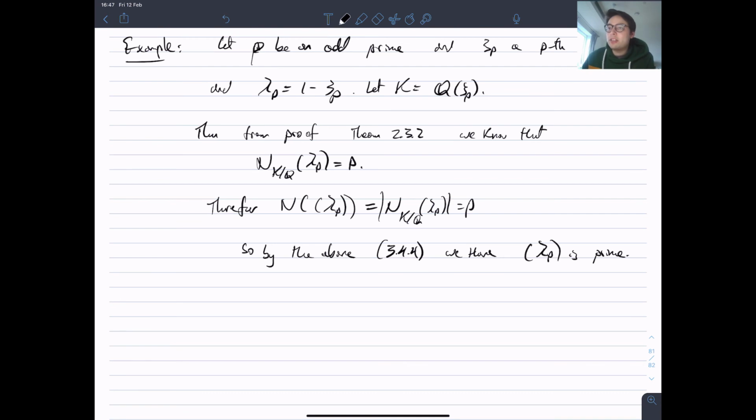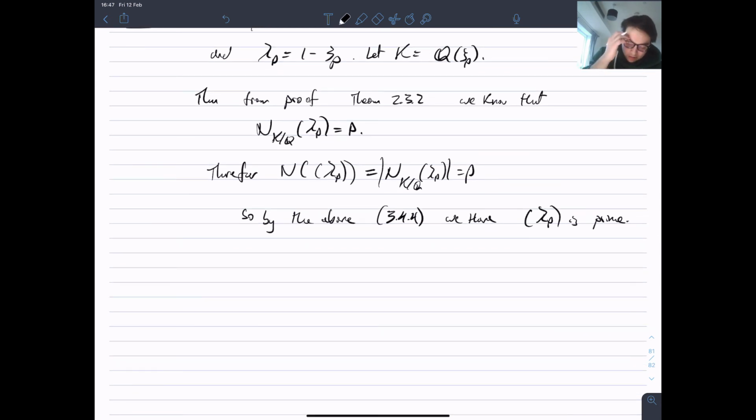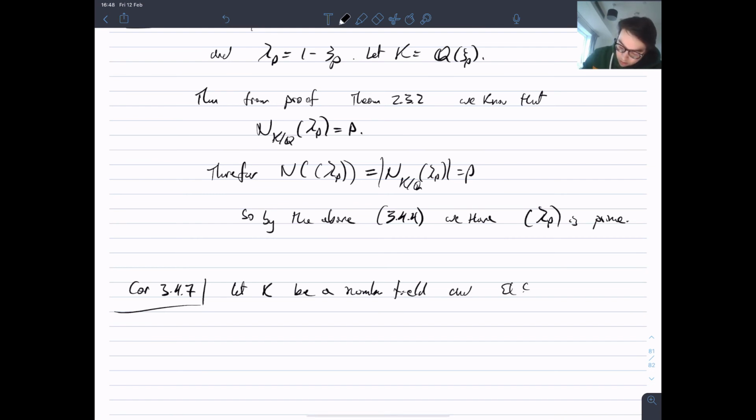And before I finish, let me just give you some short results or corollaries from this result that I've just proven. So here's the first one. Corollary 3.4.7, which says if I have a number field K and A an ideal of O_K, I should say a non-zero ideal.